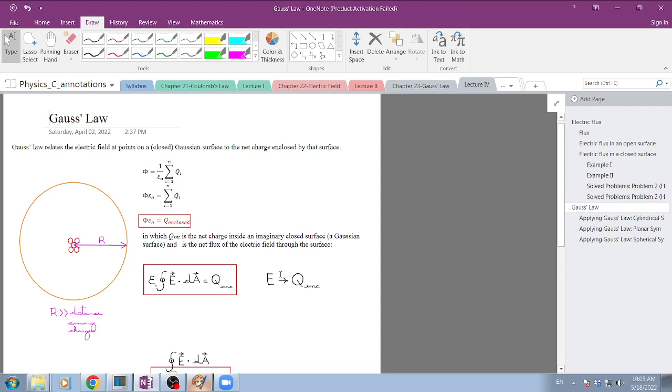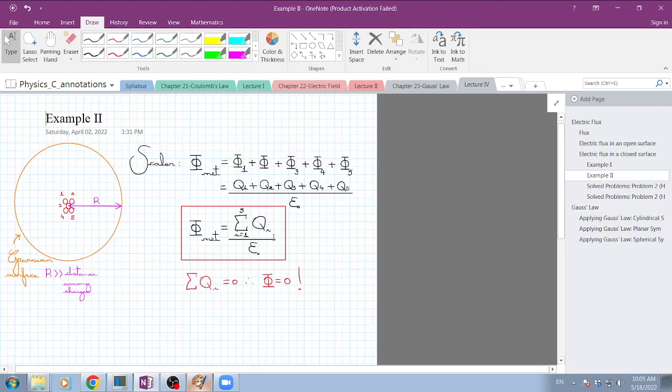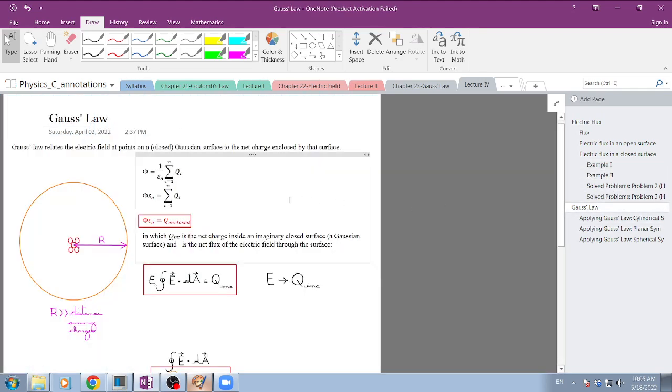Let's go back to example 2, the one we did for the 5 particles. We found that the net electric flux for this particular problem is just a summation of every single charge divided by the permittivity of free space. And from there, it's very easy to understand what Gauss's law is.